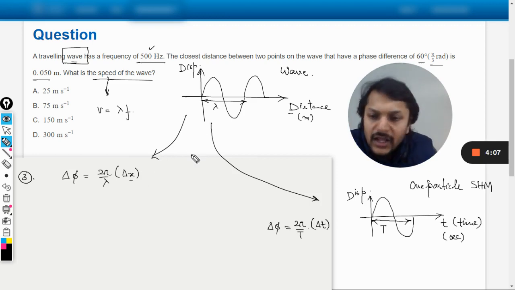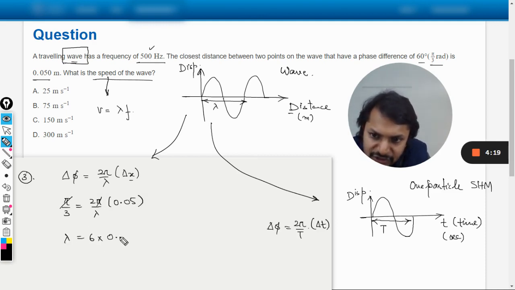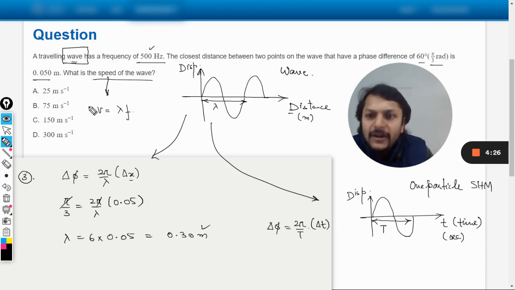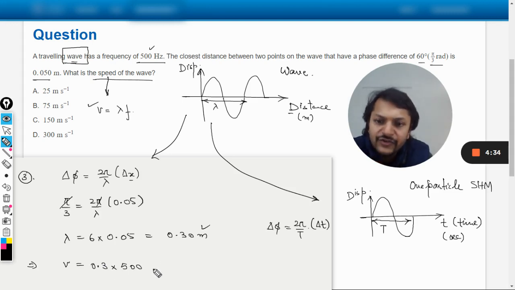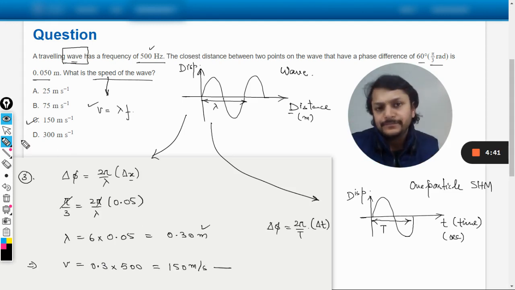Now, let us see. The phase difference is given to us as pi by 3, and this is 2 pi by lambda, and the delta x is 0.05. Let us find this thing. So lambda becomes 6 times this, 0.05 times 6 is 0.30 meter. So this is the wavelength. And by using this formula, now you can find the velocity. So 0.3 is the wavelength, multiply by 500, and there you are, you get 150 meter per second as the answer. So the answer is C.